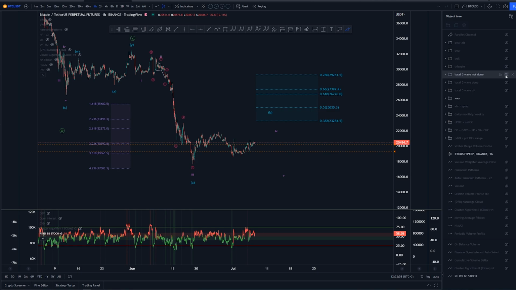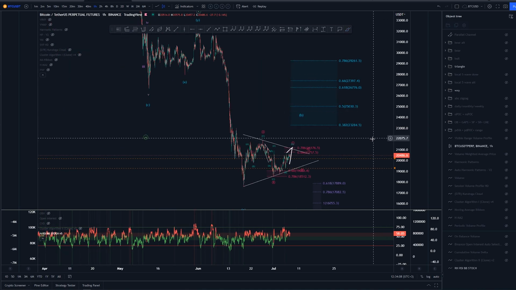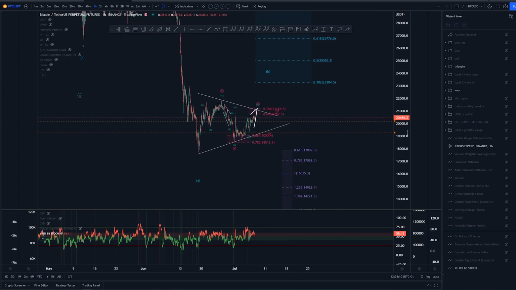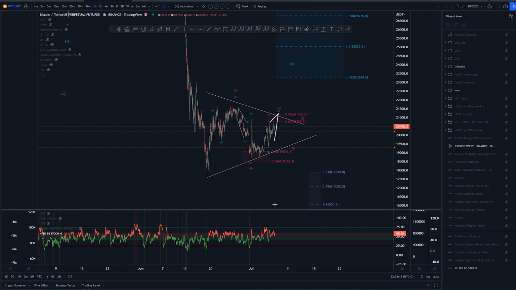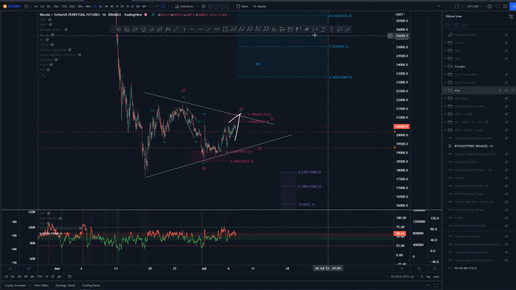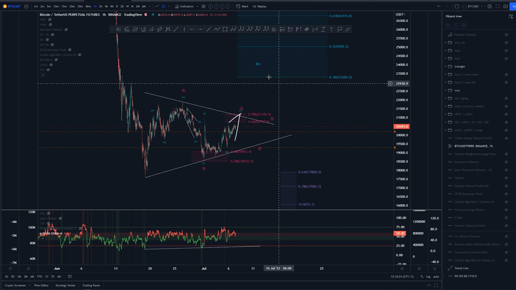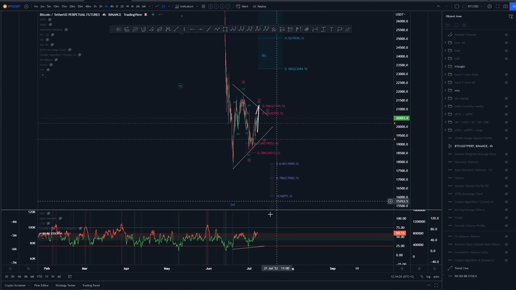There's also that scenario in which we don't need this one, I don't think, in which this structure here is a triangle. I didn't want to present this because the RSI is not completely supporting it. As you can see, we don't really have that in here. The RSI is not really taking it too lightly as a triangle look.